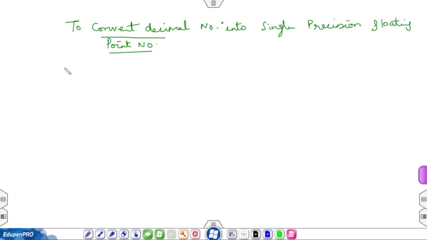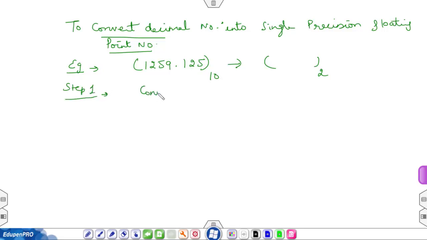Here we are taking one example. Suppose the number is 1259.125. We have to convert this decimal number into a binary number first. So step 1 is to convert the given decimal number into a binary number. So how will you convert this number into binary?